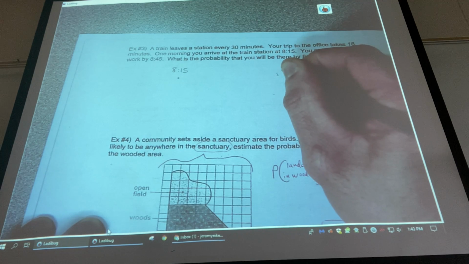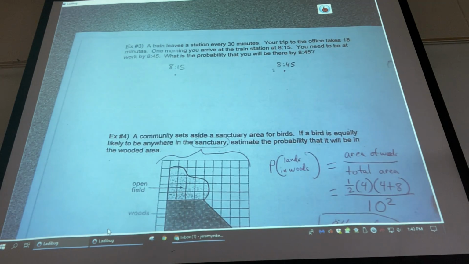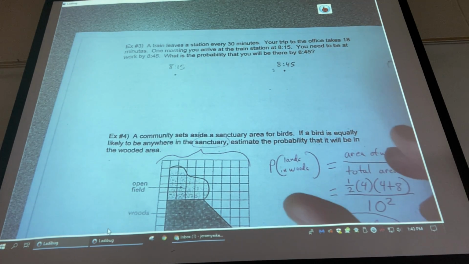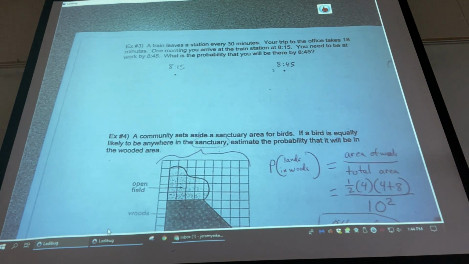I've basically thought about this problem new every time I've done it, which is kind of a scary way to do things. But so I'm just kind of thinking about this. It says you need to be at work by 8:45. What is the probability that you will make it to work on time?